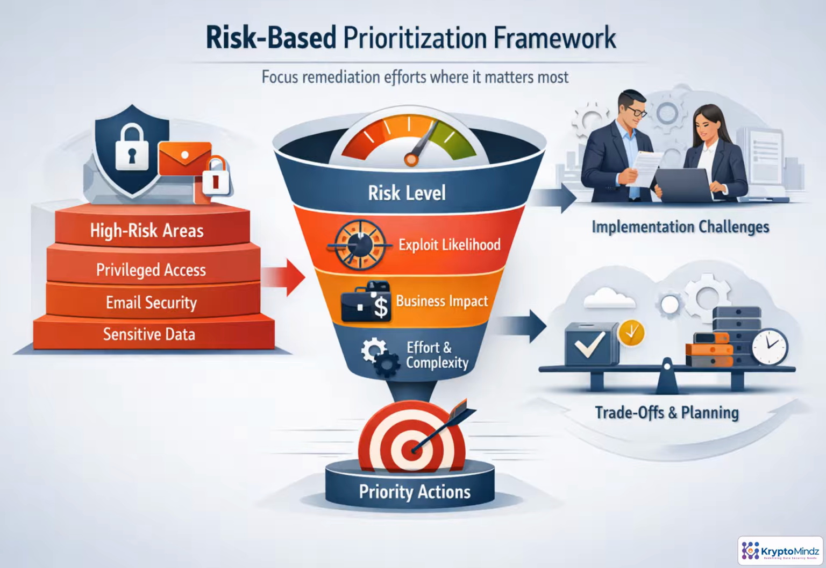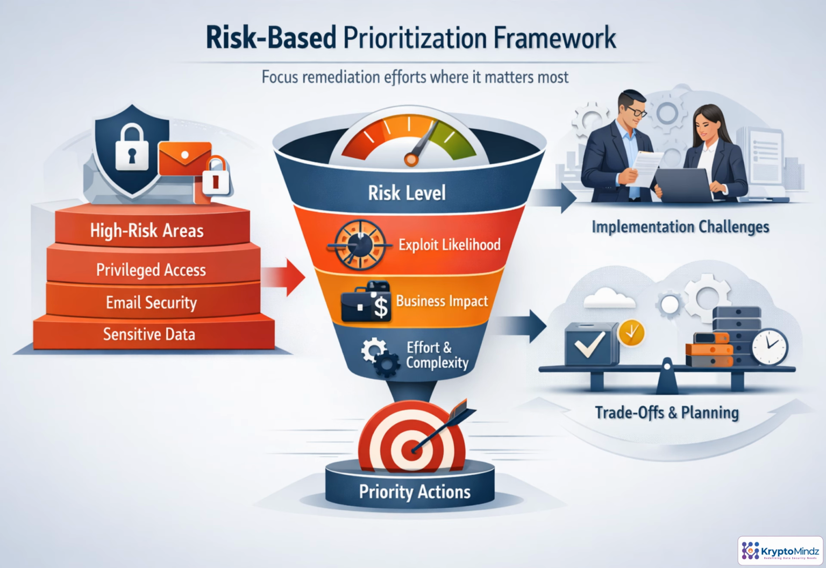Once gaps are identified, the key question is not simply, what can we fix? It is, what reduces the most risk for the organization? Start with areas where compromise would be most damaging, such as privileged access, identity, email, and sensitive data. Then weigh exploit likelihood, business impact, effort, and dependencies.